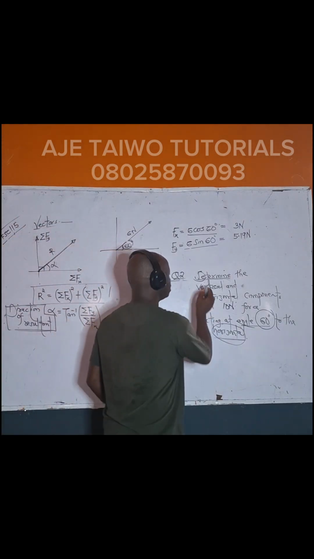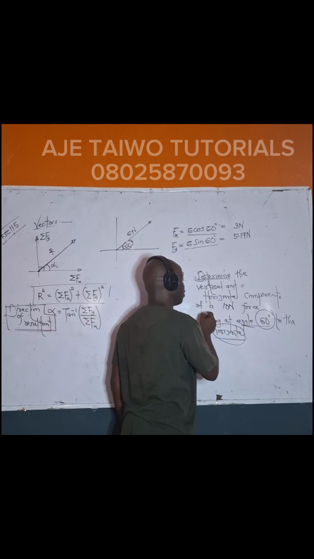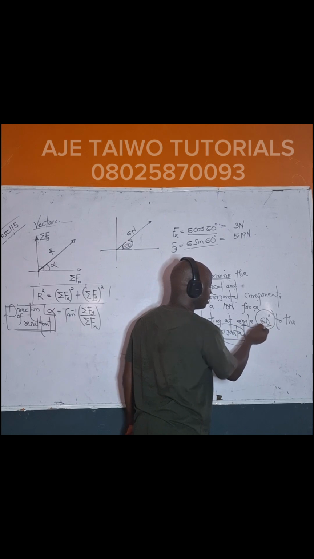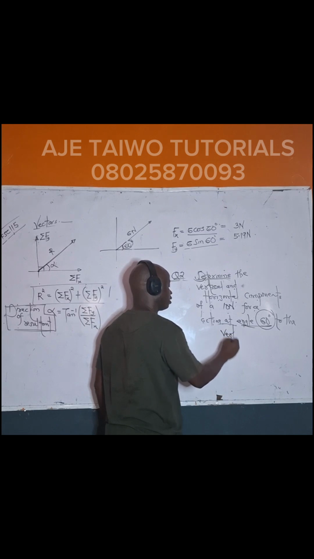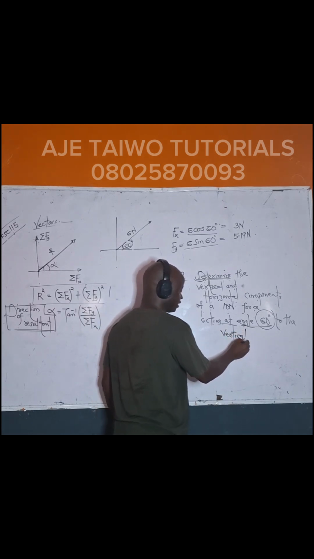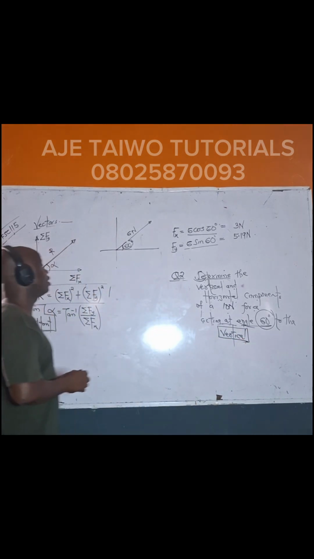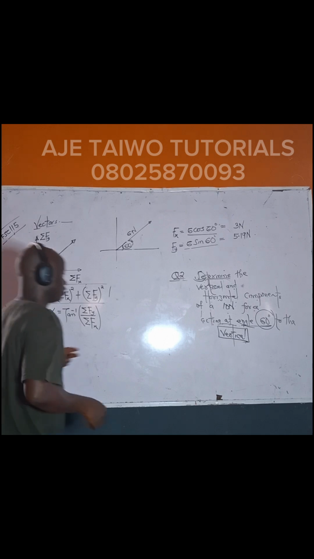Alright, thank you. Determine the vertical and horizontal component of a 10 Newton force acting at an angle 60 degrees to the vertical. Keyword: vertical. Your angle is now to the vertical. It's no longer to the horizontal.